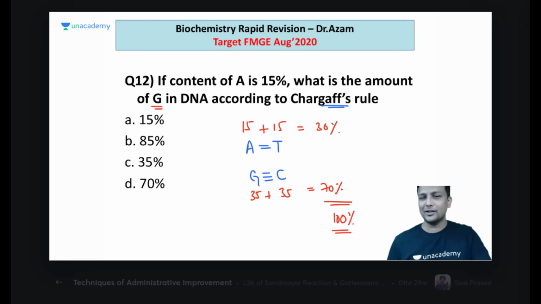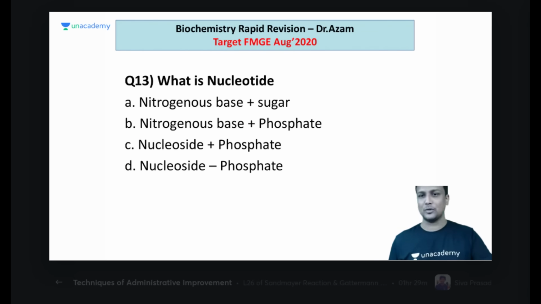What is asked in the exam, sir? Guanine. Guanine is how much? 35%. Done. It's so simple. No need of any complicated formula. Chargaff's rule: adenine loves to bind with thymine, guanine loves to bind with cytosine. Done. This is how you are going to handle it. These types of questions are already given in the MCI exams. Lovely. No need of formula, nothing, guys. Next one.